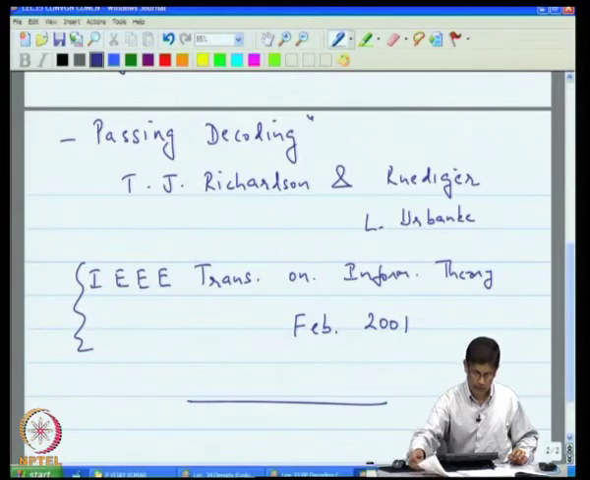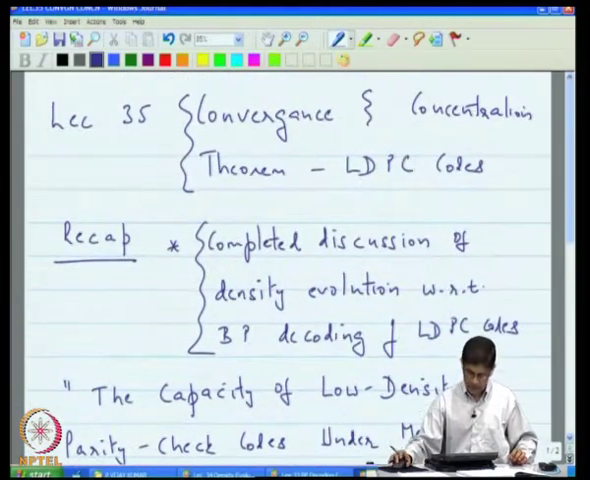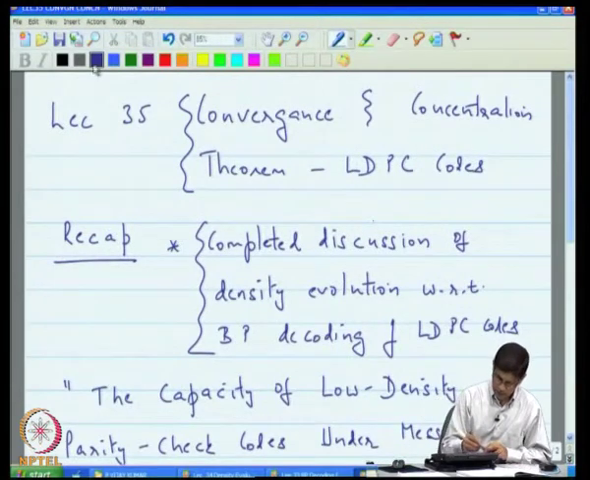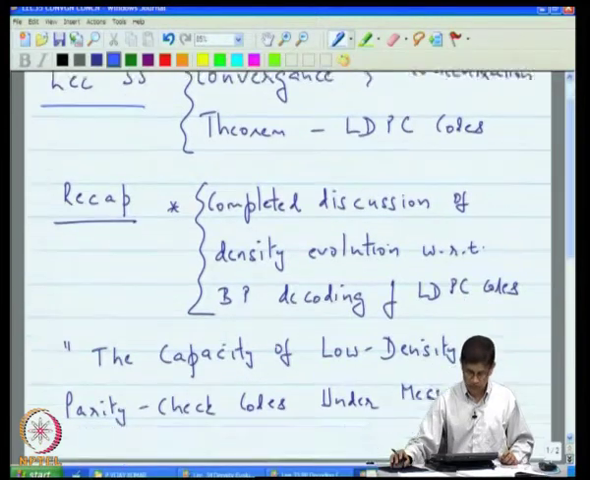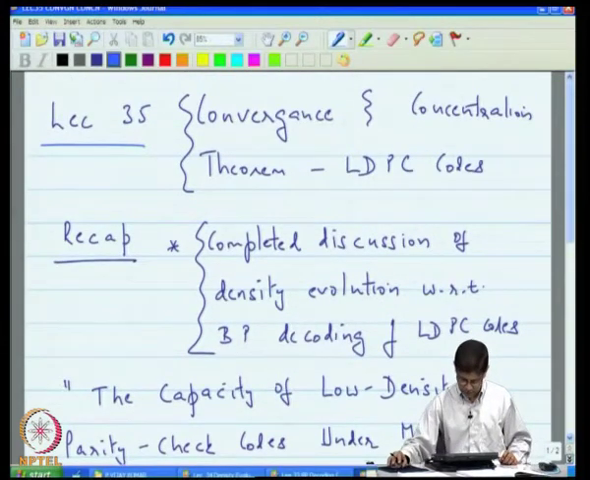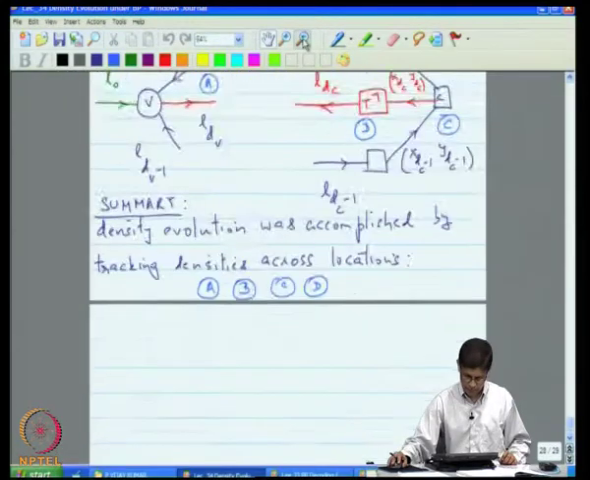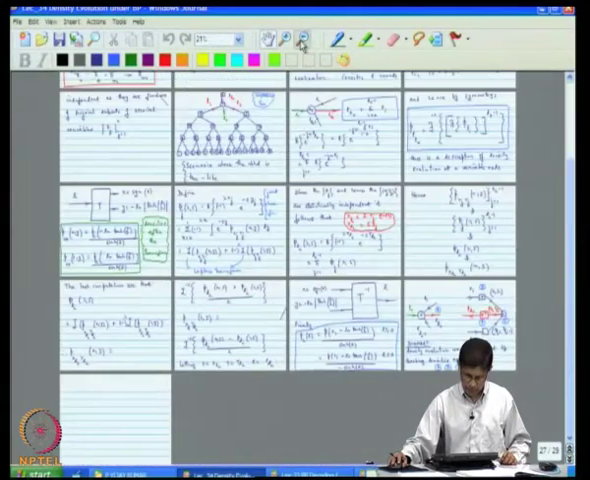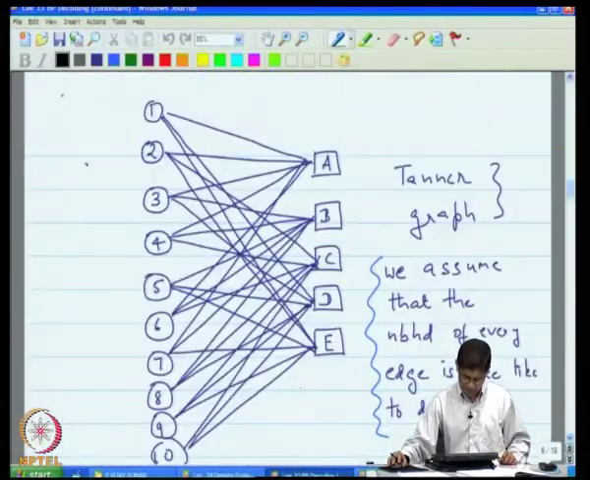Now, all right, with that reference, let us get back to the title of today's lecture, which has to do with the convergence and concentration theorem of LDPC codes. And let me motivate it in this manner.